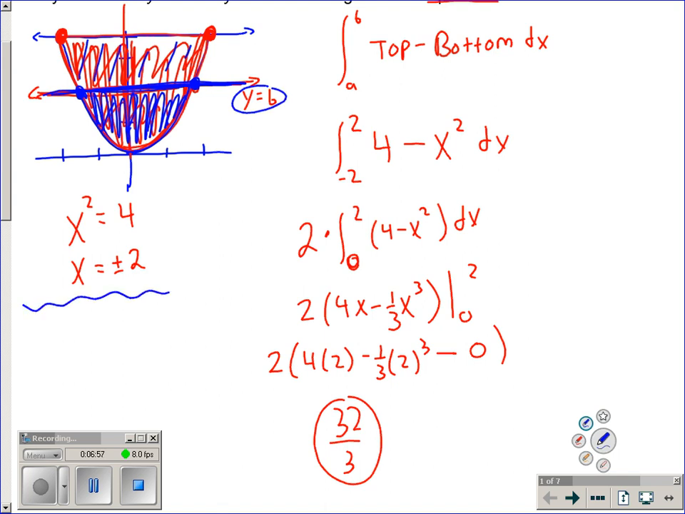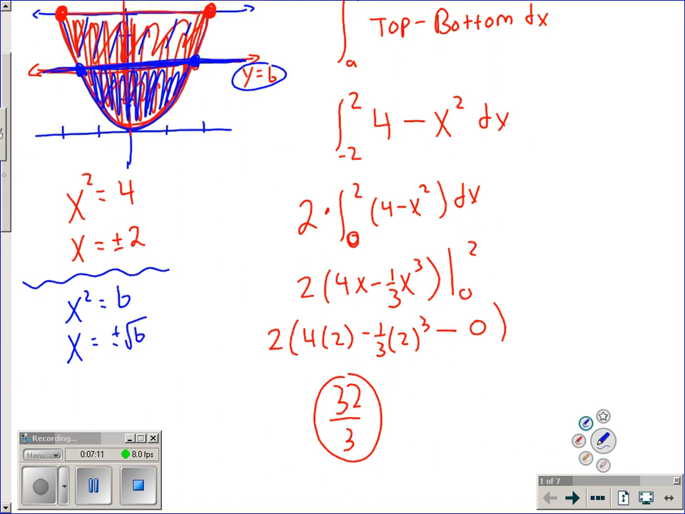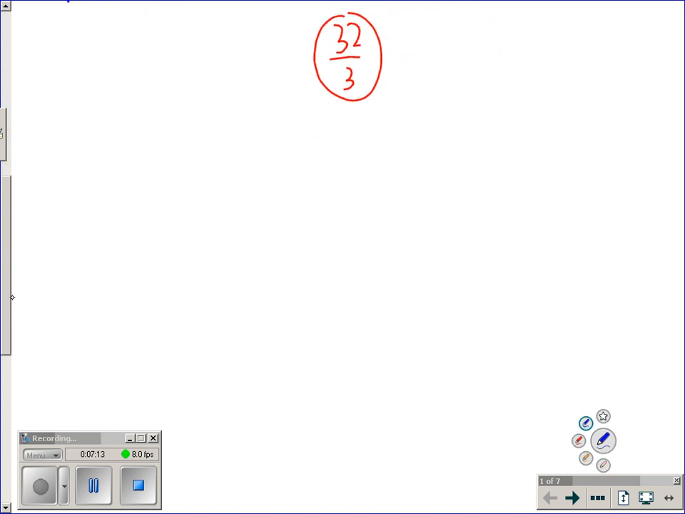Okay. So just as before, I'm going to set x squared equal to that new y value. It's not 4 anymore, it's b. So my interval is x equals plus or minus the square root of b. How I solve this problem is not too bad. All I'm saying is that the integral, now instead of -2 to 2, is from negative square root of b to square root of b, right?